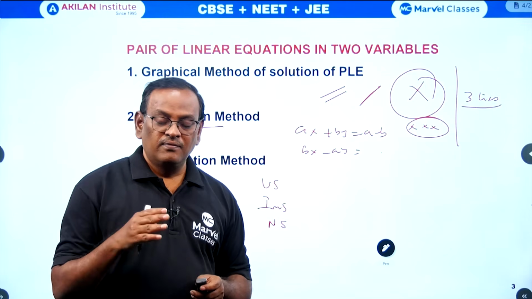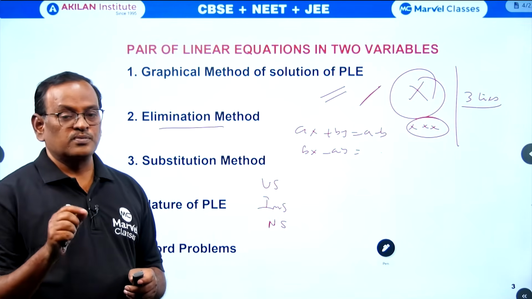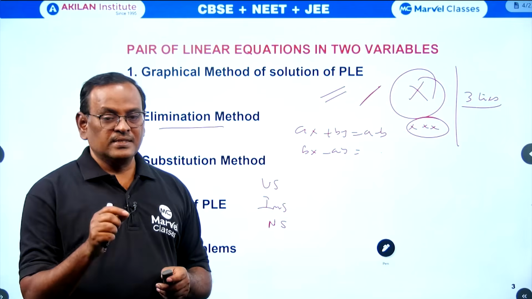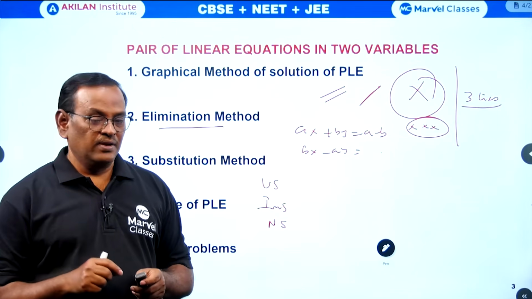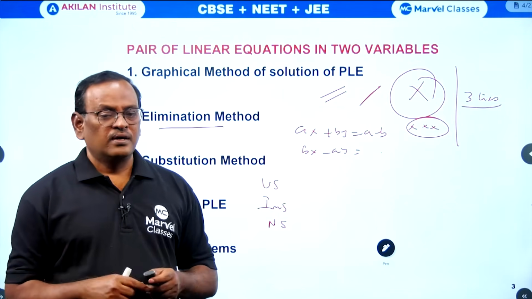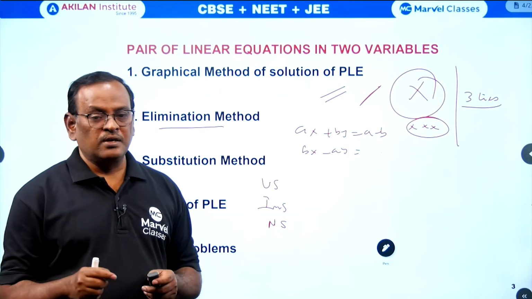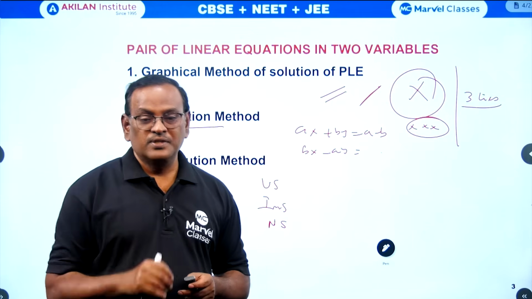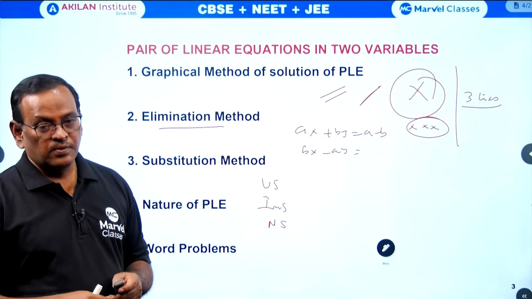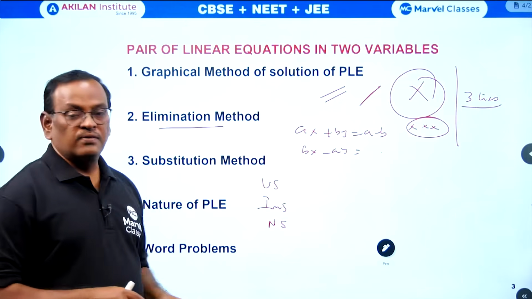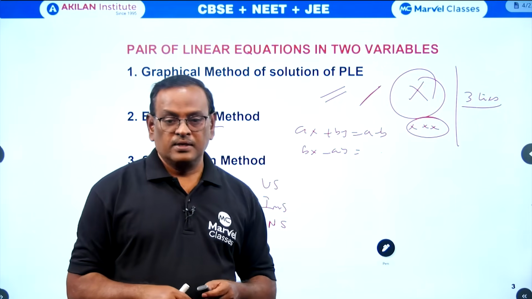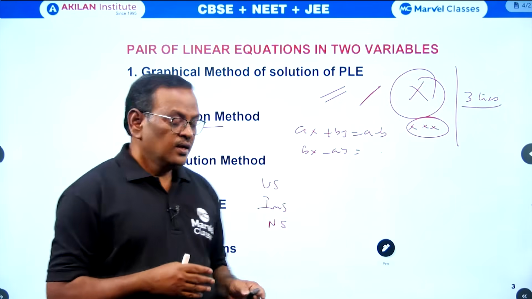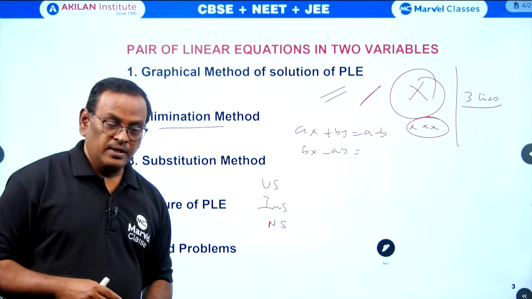And very, very important advice, focus more on assumption. A clear assumption and clear conclusion is very, very important. And follow a suitable method. If a method is not mentioned, always follow the elimination method. Okay, so you can expect a word problem of either 3 marks or 5 marks. That is an important concept in pair of linear equations.